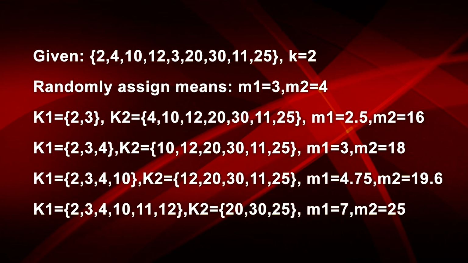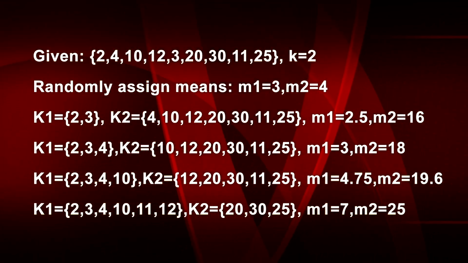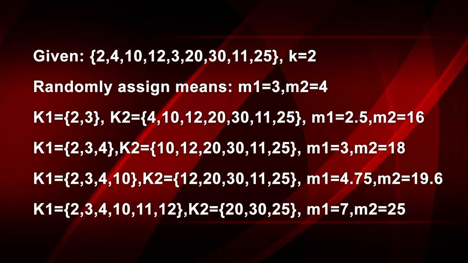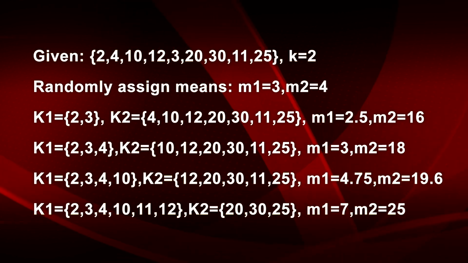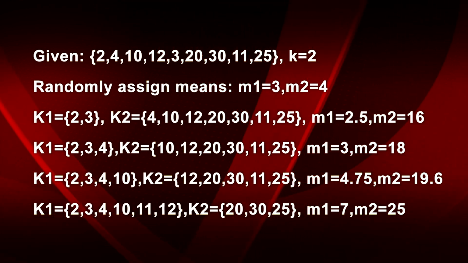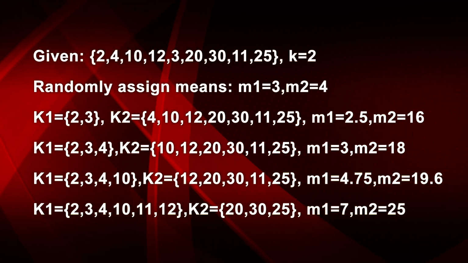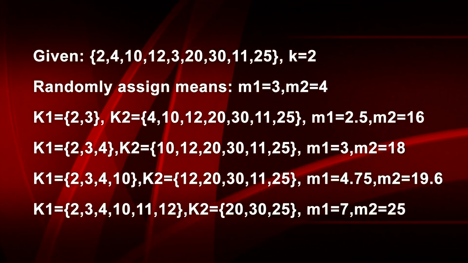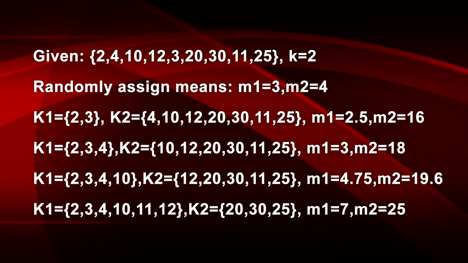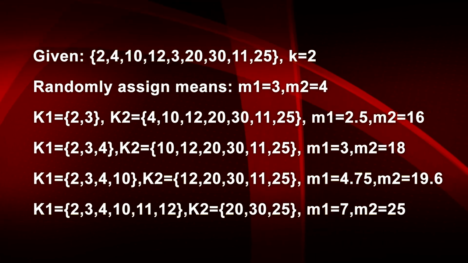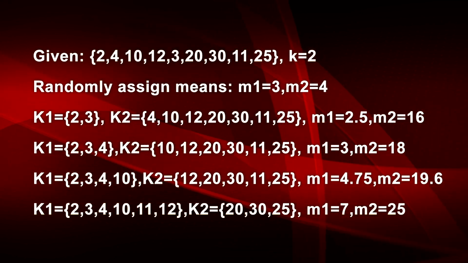So K1 is equal to 2, 3, 4. Now with 4.75 as M1 and 19.6 as M2, I have a new set of clusters: 2, 3, 4, 10, 11, 12 in K1 and 20, 30, 25 in K2. Now K1 consists of all these points and the mean for that is 7, and K2 consists of points 20, 30, 25, the mean of which is 25. Now if you repeat this in the next step, you can check that if K1 and K2 are not changing, then you can stop this iteration.